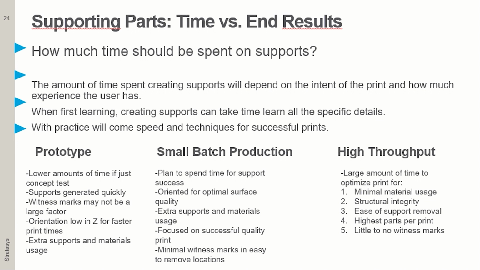All prints are subject to part geometry and material being printed with, but so can part end use. If creating a prototype, support generation may require a lot of time or little, again depending on geometry and material. For small batch production, increased time may be spent on achieving ideal surface quality and reducing support use. In high throughput production, expect to spend quality time perfecting support breaking points, structure, and material usage. With more experience comes understanding and speed in creating adequate supports.